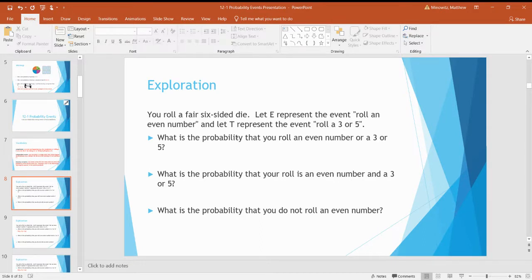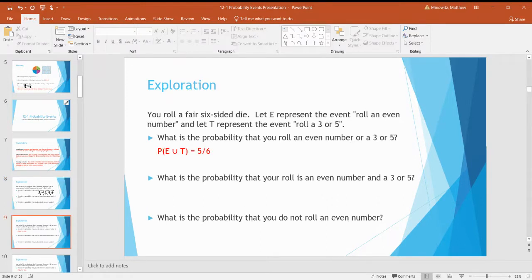So I can roll an even number, so I can roll a 2 or a 4 or a 6. And it also says I can roll a 3 or a 5. So any of those I'm happy with. So the probability that one of those events happens is 5 out of 6. Now this U symbol is called the union symbol. It means or. So as long as at least one of these 2 events happens, I'm good.